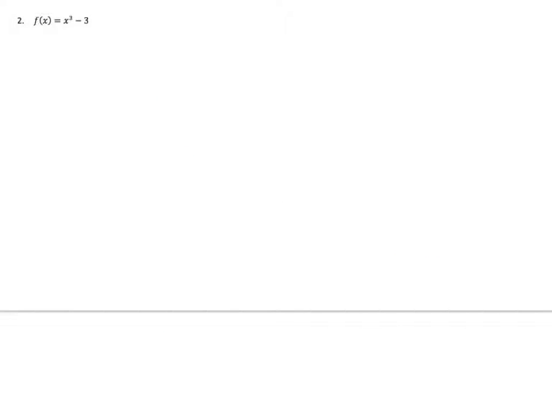Okay, why don't you try this one? I'm going to push pause and see if you can work it on your own. Remember the steps on the last slide. Hopefully you wrote them down. If not, rewind.